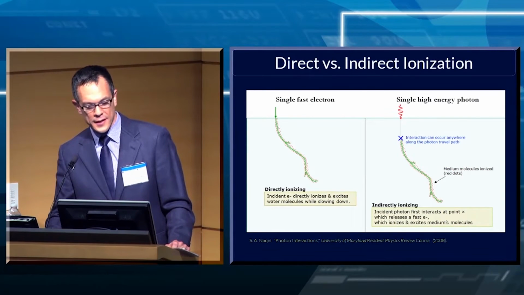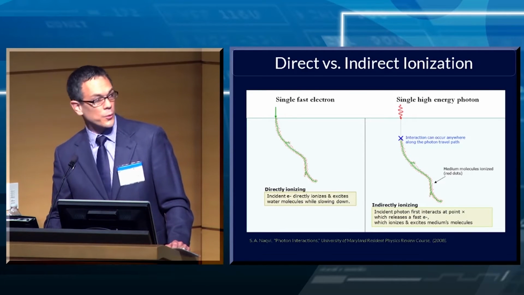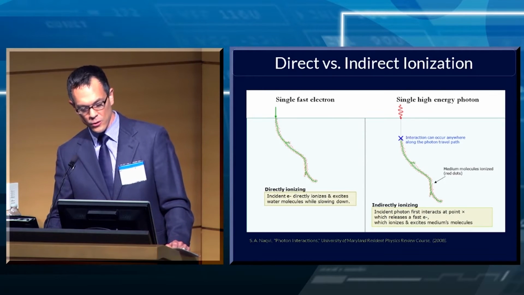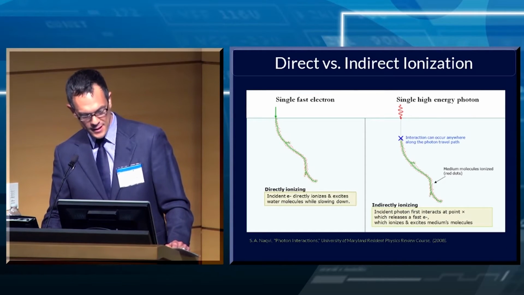And this is another view of it. Indirect ionization is on this side. You have a high energy photon. It can penetrate into the tissue a ways before it actually has an interaction. But once it has an interaction, you get a whole chain of ionization events that go into tissue. And so the absorbed dose goes all down this way.